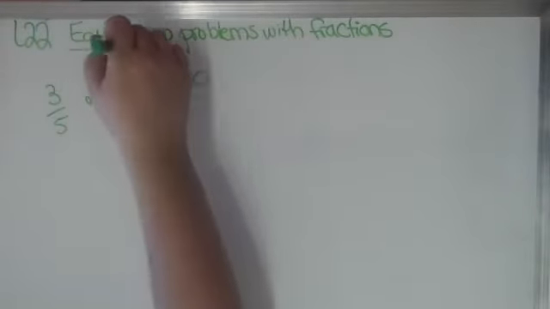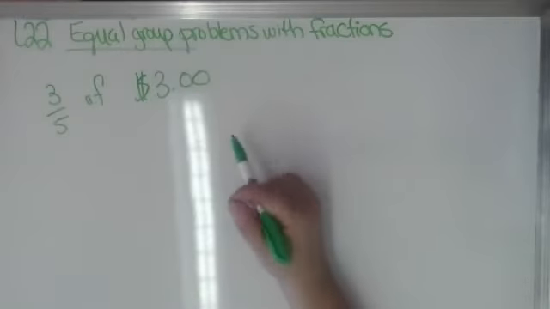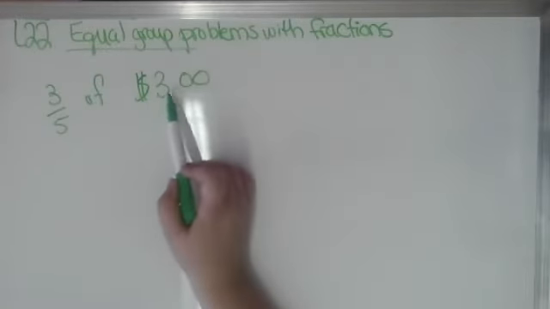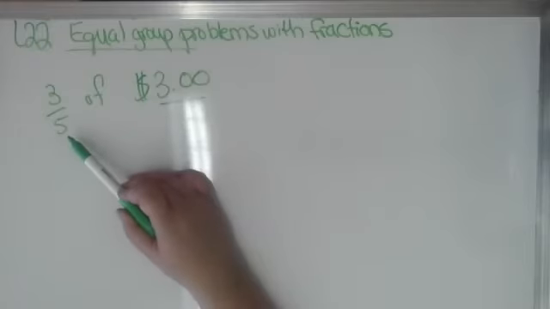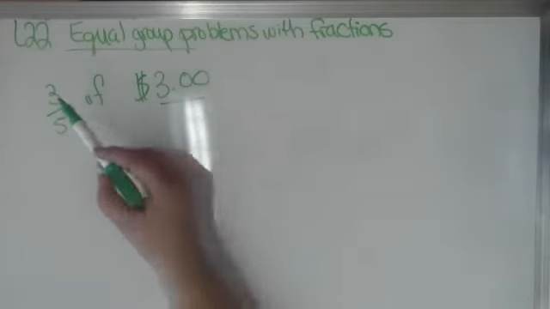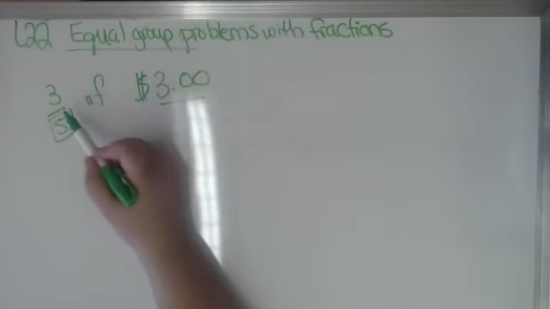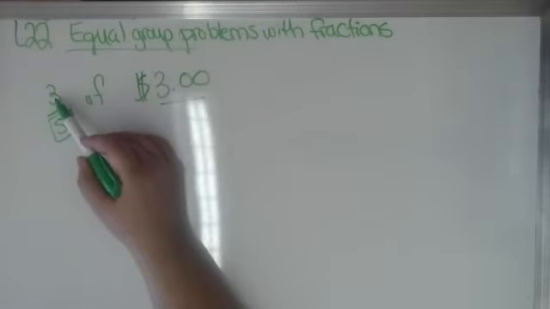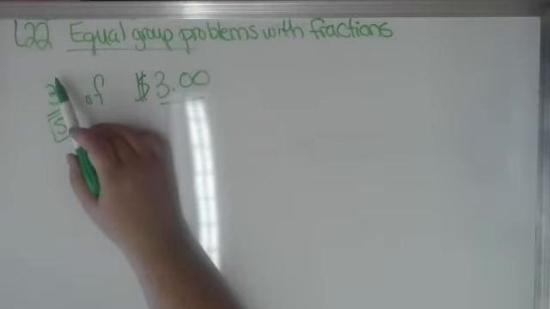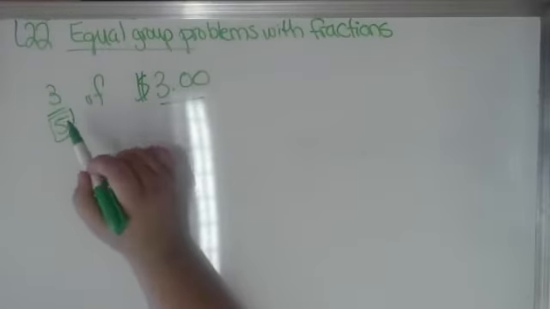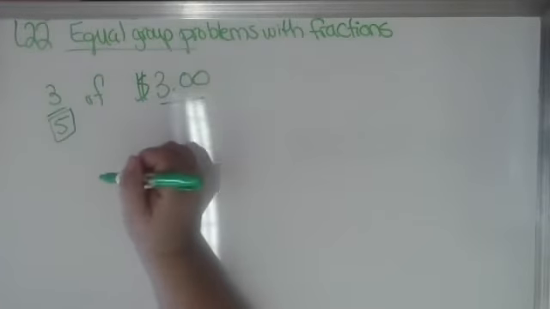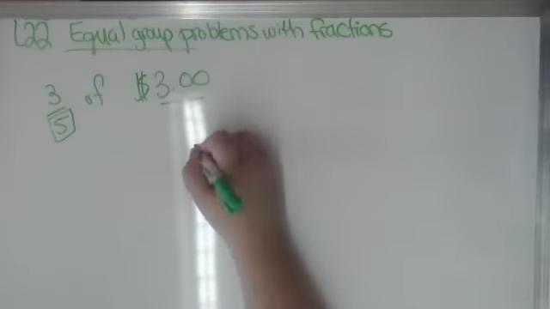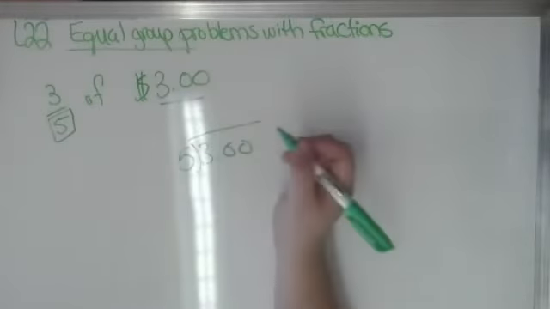The equal groups tells you we are dividing. So we divide $3 by the number of groups we want to put it into, which is 5. Because remember, when we look at fractions, the bottom number is how many things we have all together, and the top number, the numerator, is what we are looking at. So we are only looking at 3 of those groups, but we have 5 groups all together. So we're going to take the $3 and divide it by 5.